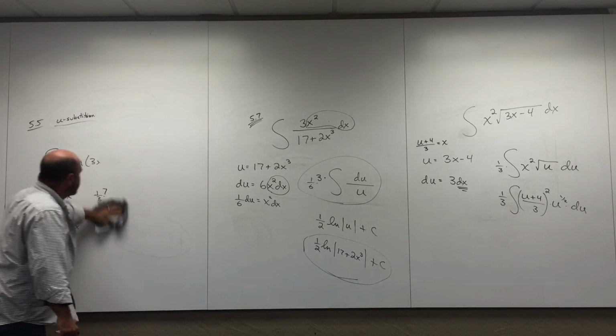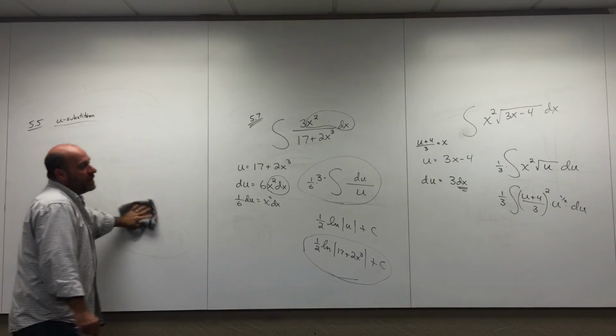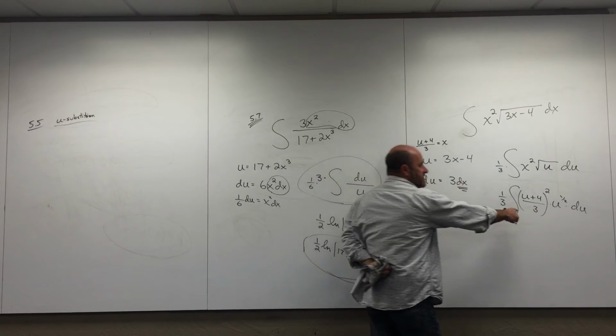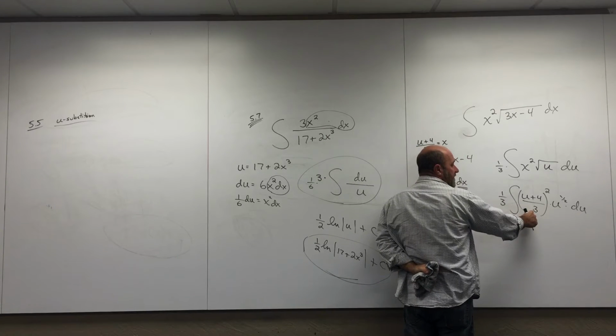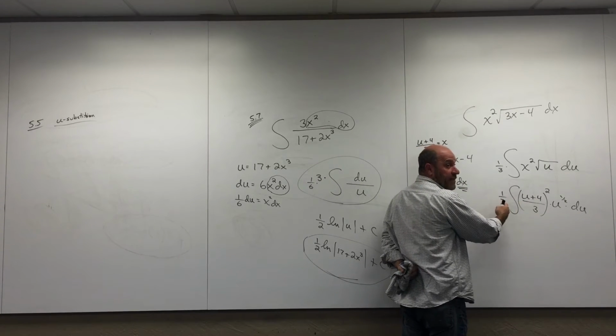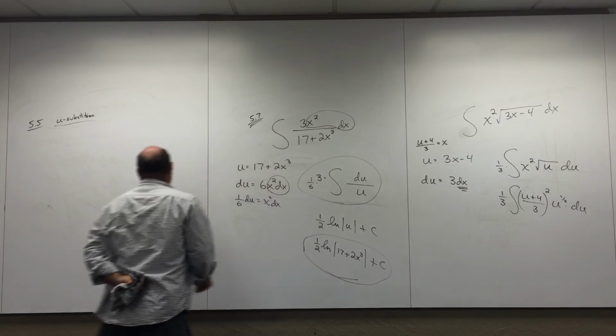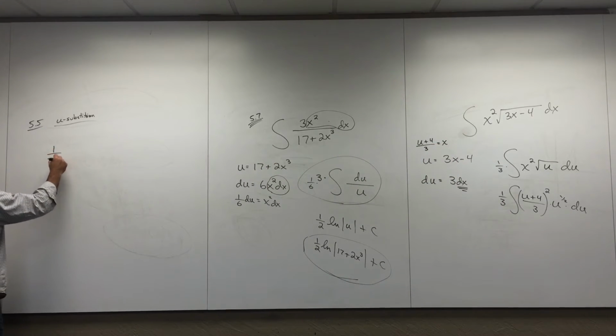So I'll finish this, but it takes a little work here. Let's just finish it though. Can I square this 3 and call it a 9? And then pull it out front? Can I pull a 1/9 out front? All right, so then I think I'll have a 1/27 out front.